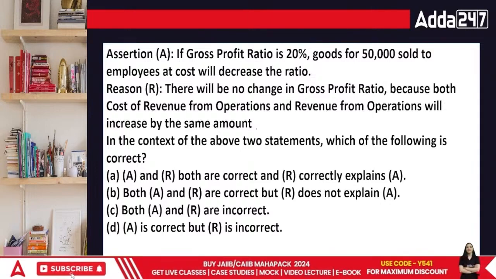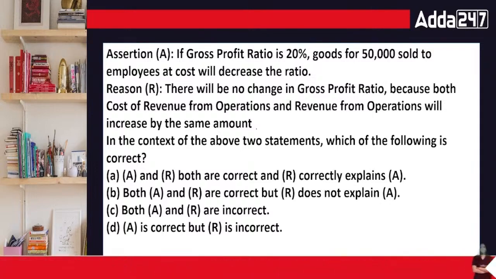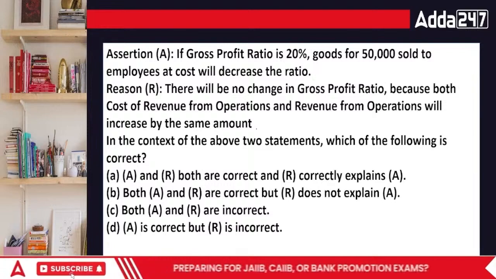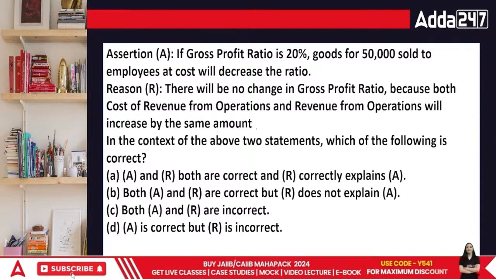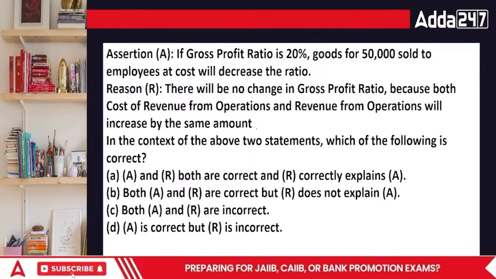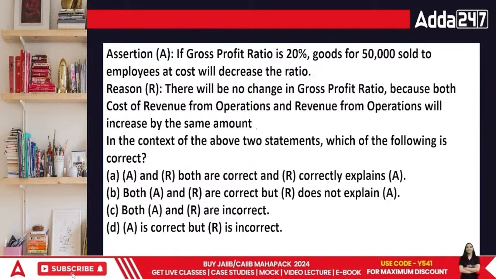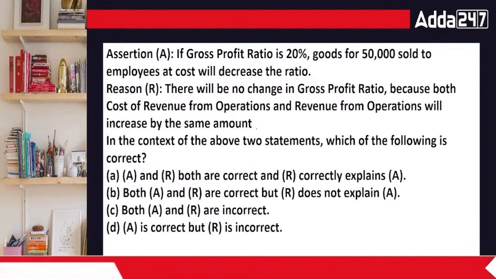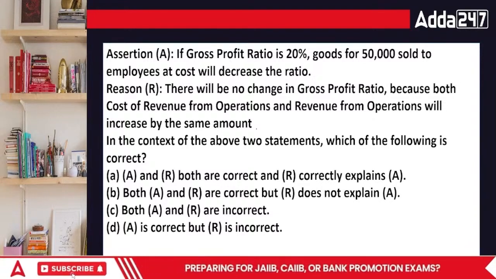GP ratio is based upon production. NP ratio is based upon the sales that you are making out of that production. What would be the answer? Go ahead. GP ratio is basically the ratio which is strictly related to the area of the trading account, while NP ratio is something that gets into the profit and loss account.